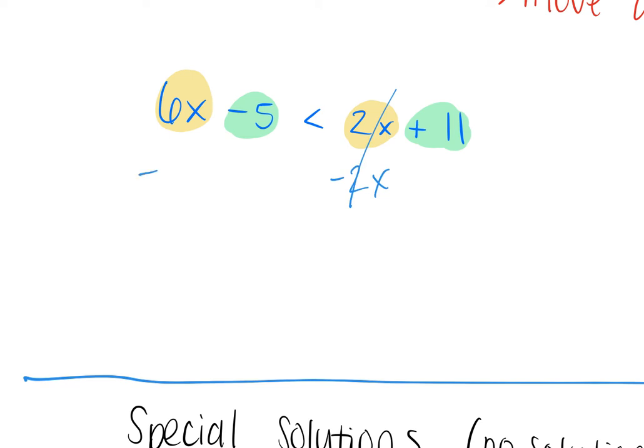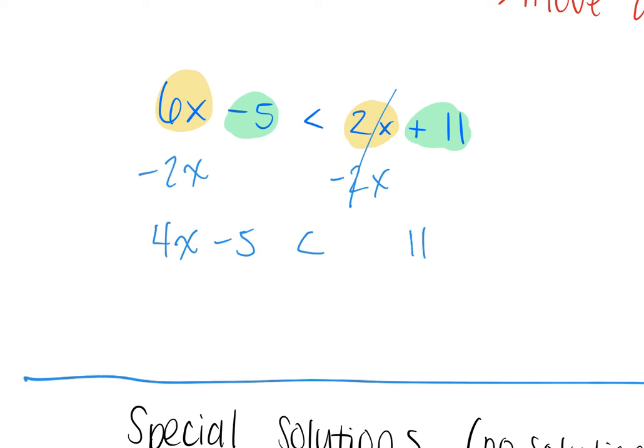Boom, these cancel. Okay, what's 6x minus 2x? 4x, good. Is less than, and then we've still got 11 over here, okay?